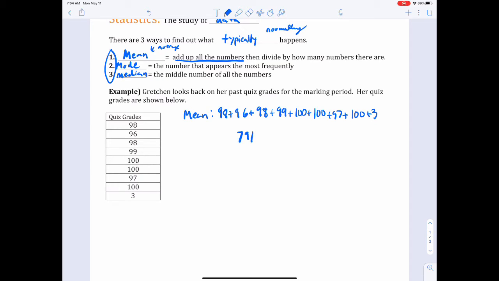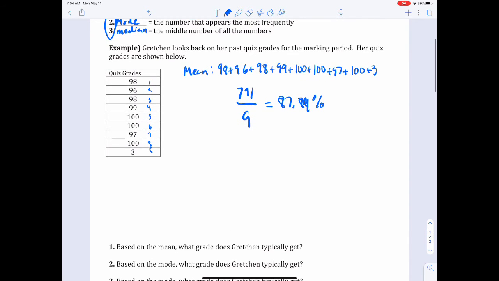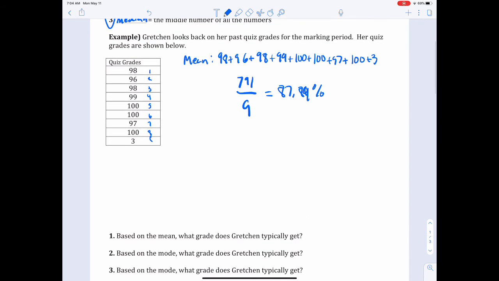Now we're going to take that number, 791, and it says to divide by how many numbers there are. So how many quiz grades do we have entered here? There's 1, 2, 3, 4, 5, 6, 7, 8, 9. So there's 9 quiz grades, so we're going to divide that number by 9. So 791 divided by 9 is 87.89. So that's what her mean was, an 87.89.